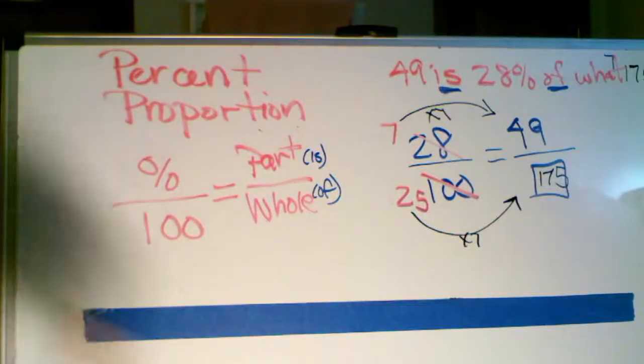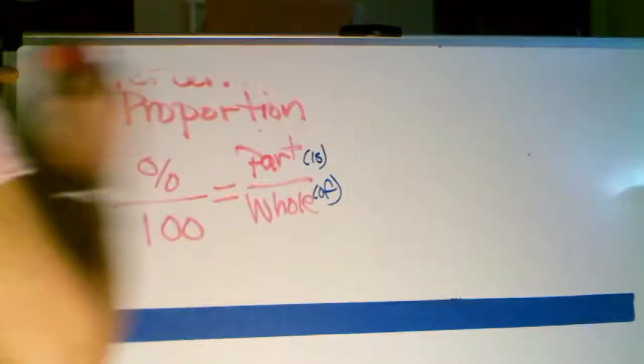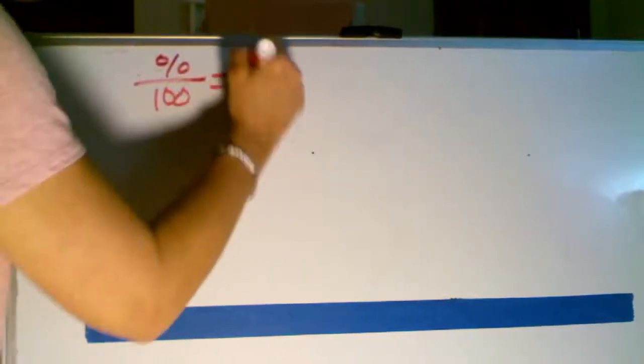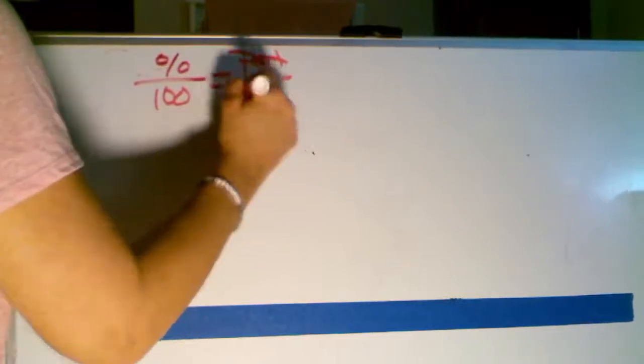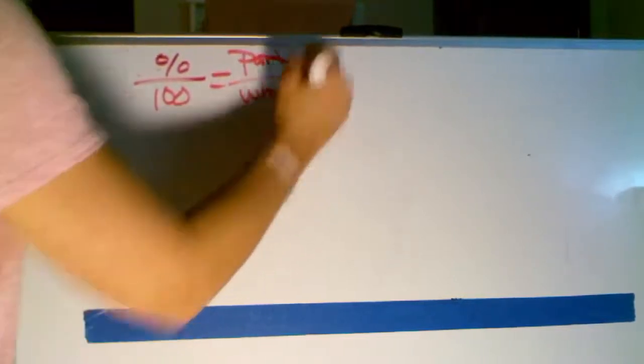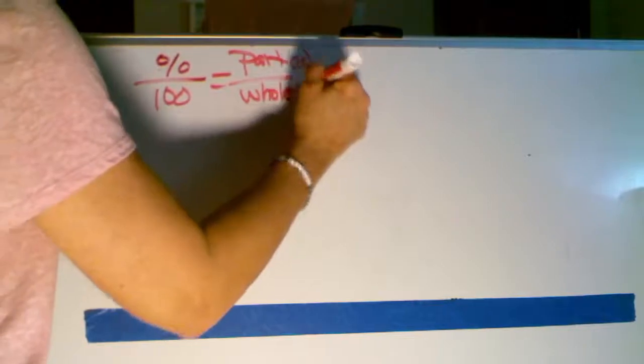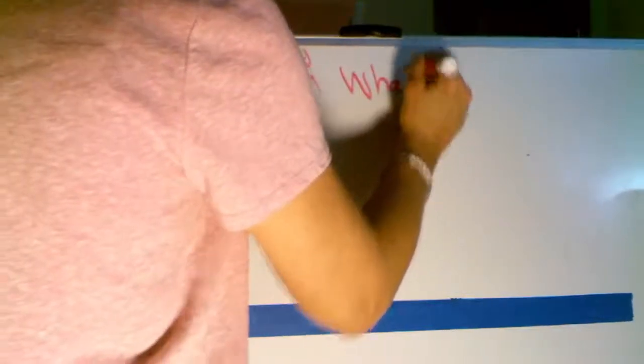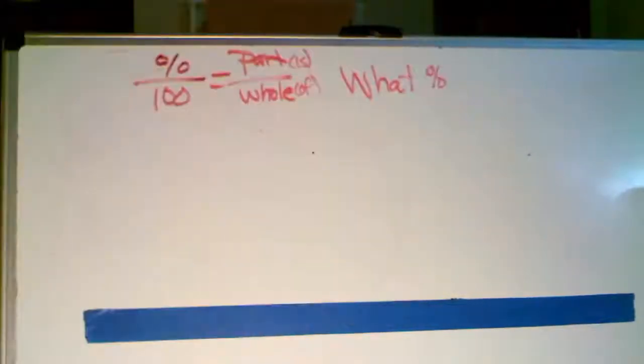All right, let's try another example before I send you on your way. Okay, so we're going to keep the percent proportion up there again. I know it's percent over 100 is equal to part over whole, and I know that that is over of. Those are my key words. So this one is what percent, well now I'm listening for the percent. What percent of 150 is 108?